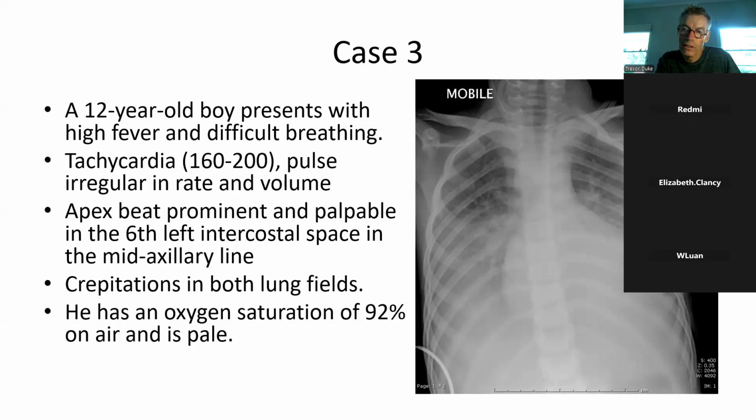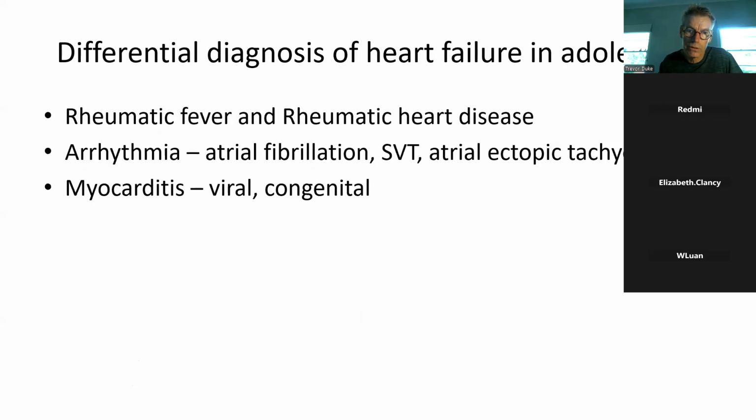And this would be the typical features of an older child who's got heart failure, also commonly seen in adults who have heart failure. They often have transudate in the pleural cavity and severe pulmonary congestion. And as I said, he had oxygen saturation a bit low on air, and he looked quite pale. And so the differential diagnosis of this, again, it's a bit different to younger children, but of course, rheumatic fever and rheumatic heart disease. And we see a lot of that in school age children or adolescents.